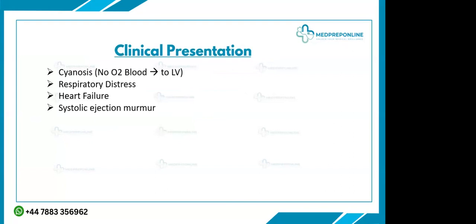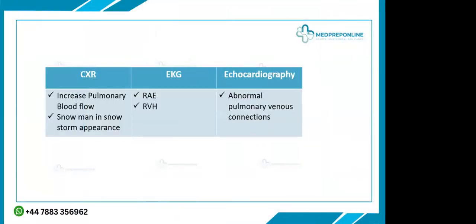Clinical presentation will be cyanosis as no oxygenated blood reaches the LV. So practically there is no oxygenated blood to the systemic circulation. The baby will present with cyanosis and respiratory distress. There will be heart failure, and there may be a systolic ejection murmur. But the presentation is so obvious that you go straight to the echocardiography and you see that there are abnormal pulmonary venous connections.